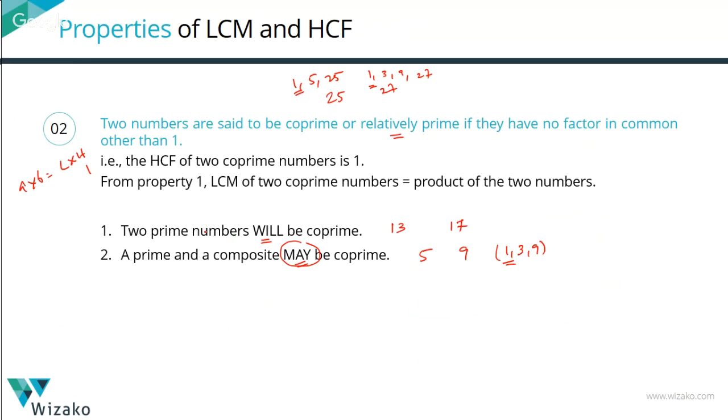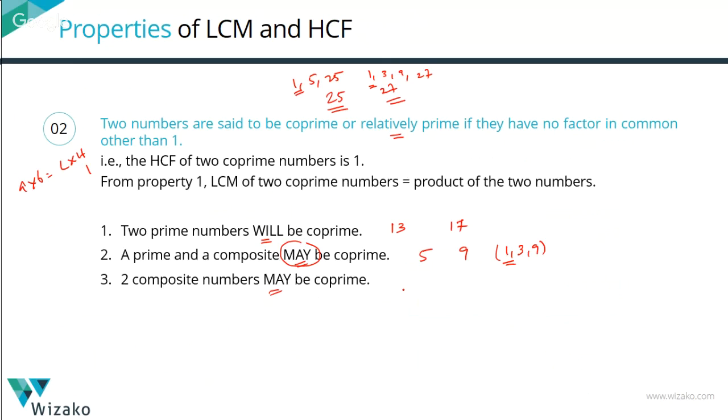The only common factor is 1. So a prime number and a composite number may be co-prime. Can two composite numbers be co-prime? Certainly yes. The first example that I walked you through, 25 is a composite number, so is 27. The only factor common to them is a 1. So those two numbers are also co-prime.